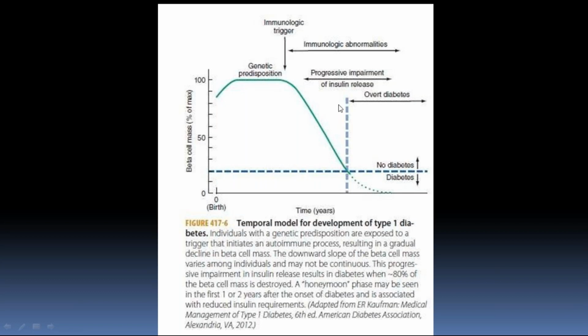After that, immunological abnormalities and progressive impairment of insulin release follow. Here you can see the beta cells are getting destroyed. There is a dip here, and ultimately there are no more beta cells left. It's all destroyed, and thus the patient lands up in overt, full-fledged diabetes. For a bit of time after the trigger, there will be a few beta cells left to act. After that, they are left with no more beta cells to release insulin, and the patient develops overt, full-fledged diabetes.